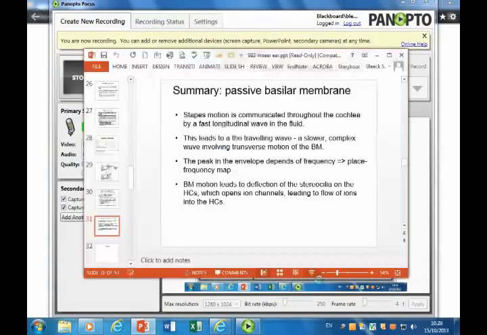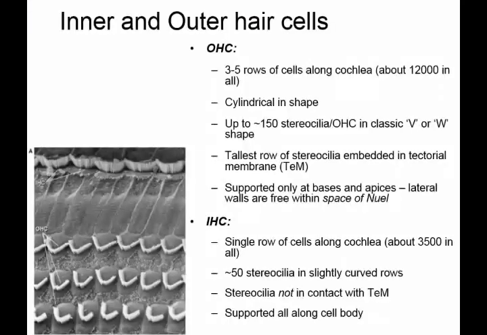Let's just summarize what we learned in this lecture. The stapes motion is communicated throughout the cochlea by a fast longitudinal wave in the fluid. Longitudinal means, if we uncoil, and we always think about the cochlea uncoiled because it's very difficult to think three-dimensional, you start here with the wave and then it goes back and forth. Longitudinal, as opposed to transversal.